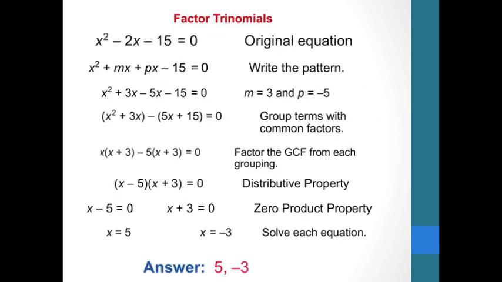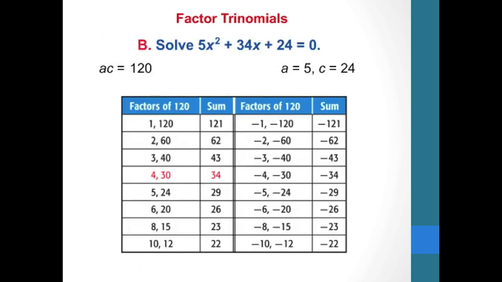You then factor by grouping. So the first two get grouped, the last two get grouped. GCF each group. You end up with your two binomials, which then you can do the zero product property with. Another example, once again, multiply a times c, which is 5 and 24.